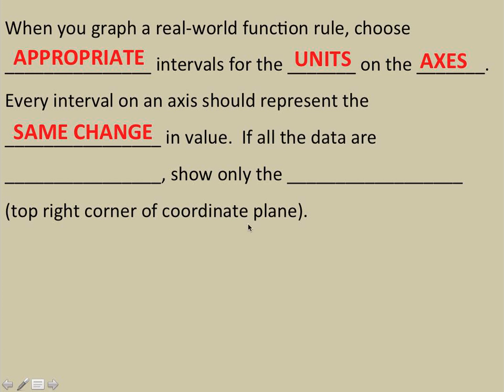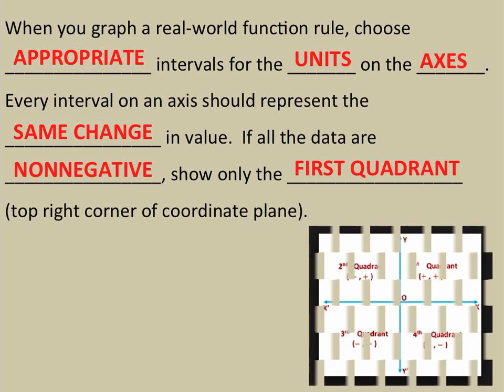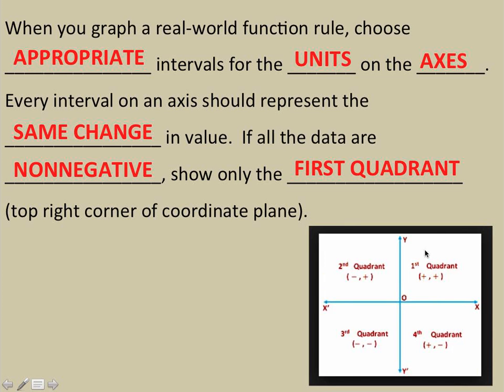If all of the data are non-negative, so 0 or positive, then I would show only the first quadrant of the graph, which is the top right corner of the graph, which if you look at a graph would just be this spot where the x's and the y's are both positive. Okay?